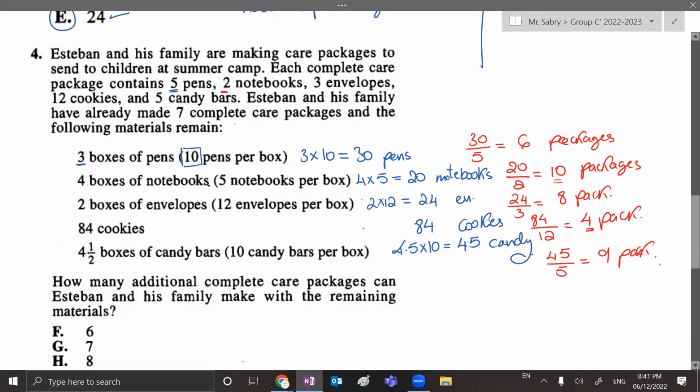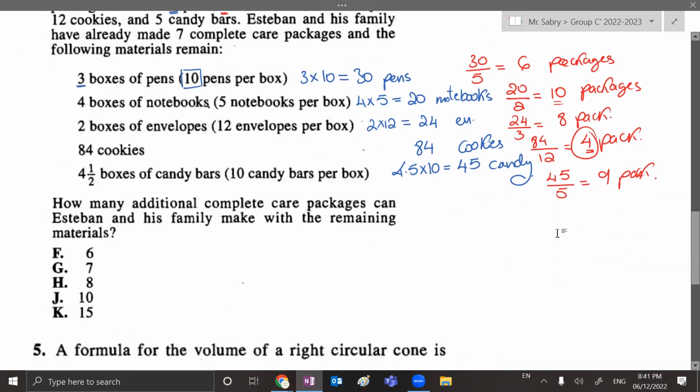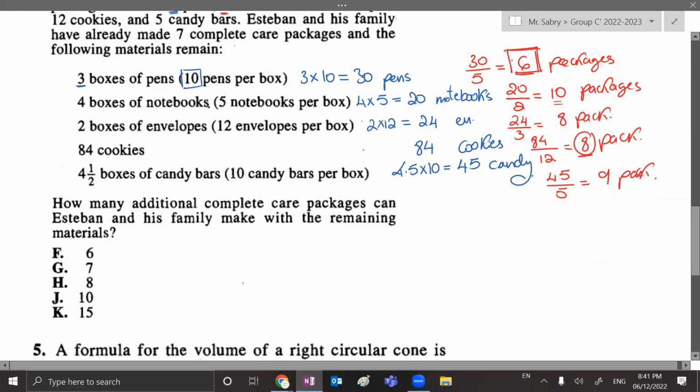So what's the maximum number of packages I can create? It's just the 4. Maximum 4. Because the rest of the items won't be enough if I make more than 4. So he's asking how many complete care packages can we create? What is this? I think I did something wrong apparently. They're not 4. 84 divided by 12, they're not 4, they're 8. I'm sorry. I calculated wrong. They're 8. So actually no, the least is 6 packages. That's the least we can create. Sorry, the maximum we can create.